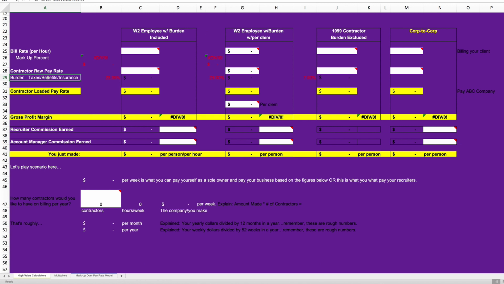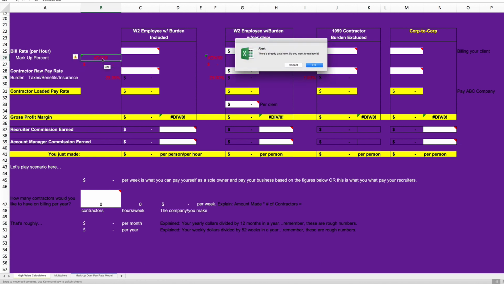There's something called a burden, right? That's your taxes, your benefits, your insurance, all of that stuff. That number gets calculated right here. Now, we don't touch the red number. We don't touch anything in the red. We only touch what's in the white box. That's the only thing we touch. It's already pre-calculated unless you want to change the calculations, and you can feel free to do so if it makes sense.